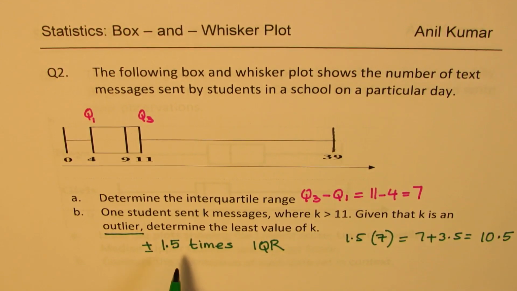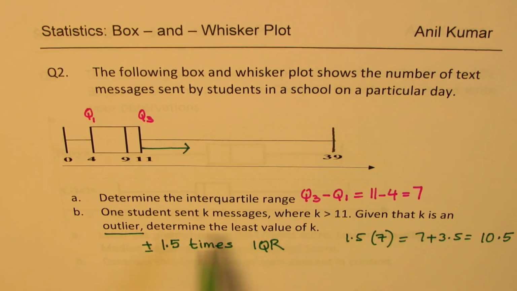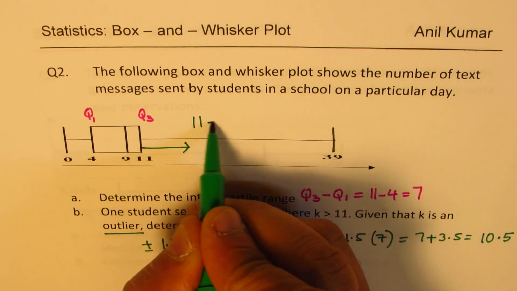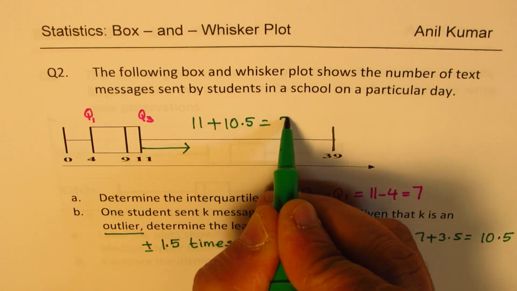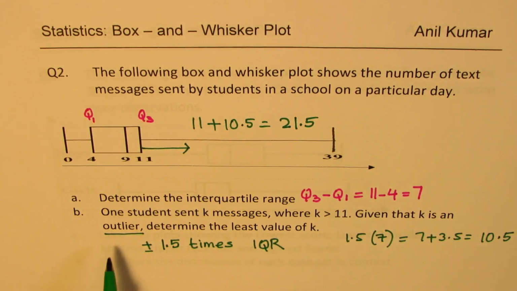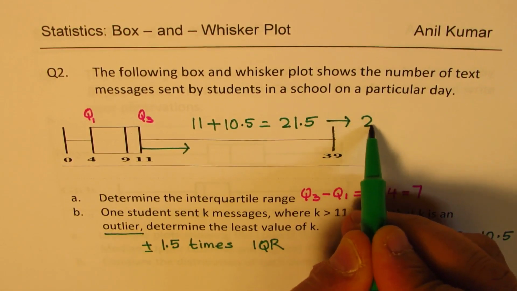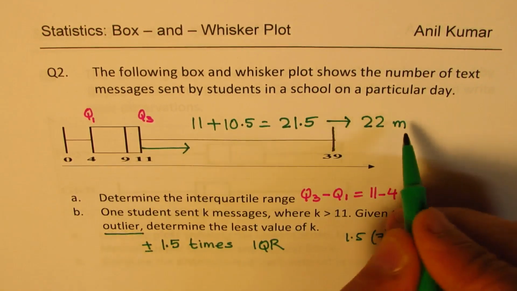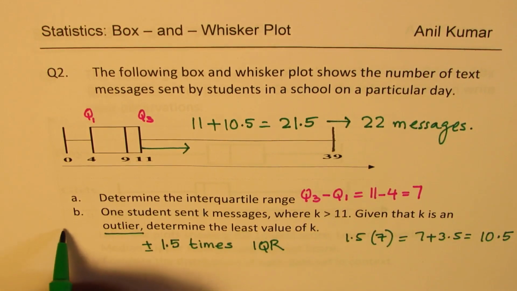Is it okay? So when we say one student sent k messages where k is greater than 11, that means we are on this side, correct? Greater than 11. Given that k is an outlier, that means it has to be 11 plus 10.5. Is that clear? So that gives you 21.5. Now see, when we are talking about messages, we cannot send half a message, so that has to be rounded up to 22 messages. Does it make sense? So therefore, the answer for B is 22.